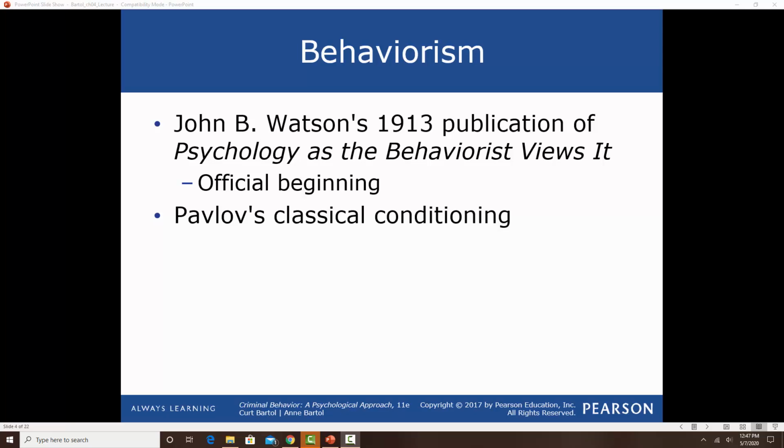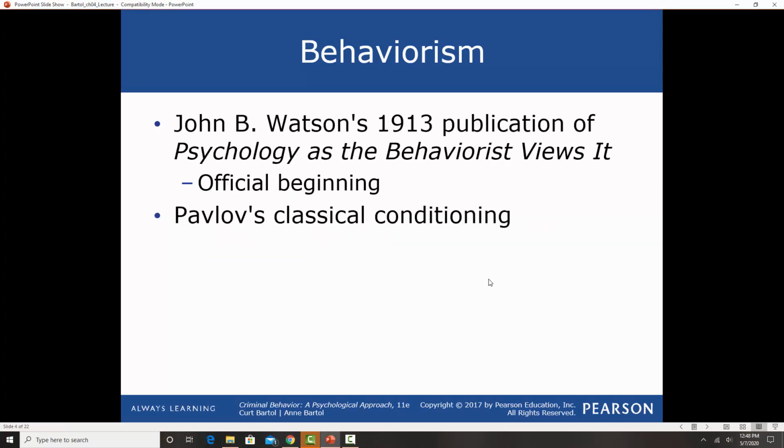So be sure to take a look at those. We'll give you an idea of really what classical conditioning is all about. But keep in mind that classical conditioning is related to involuntary, reflexive behavior and doesn't really have a lot of application when it comes to voluntary behavior, which criminal behavior is.